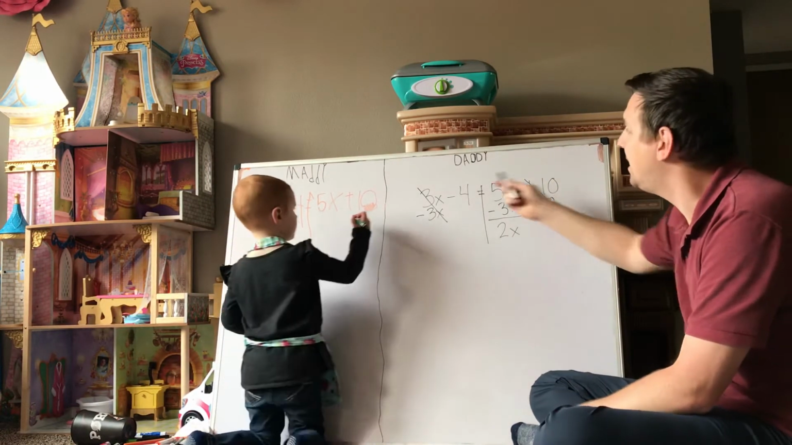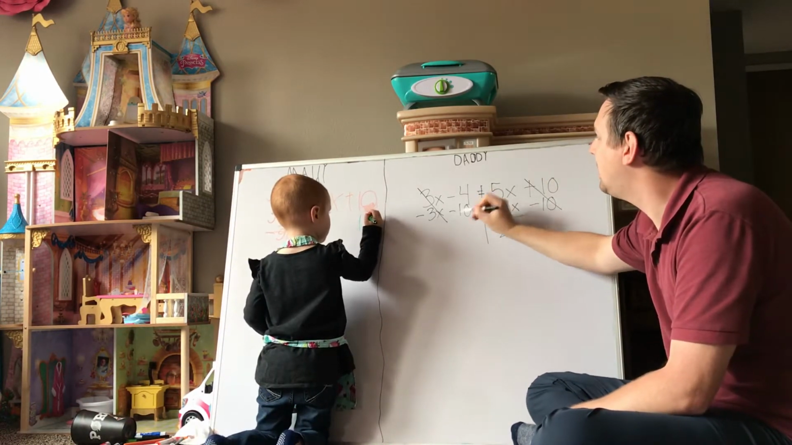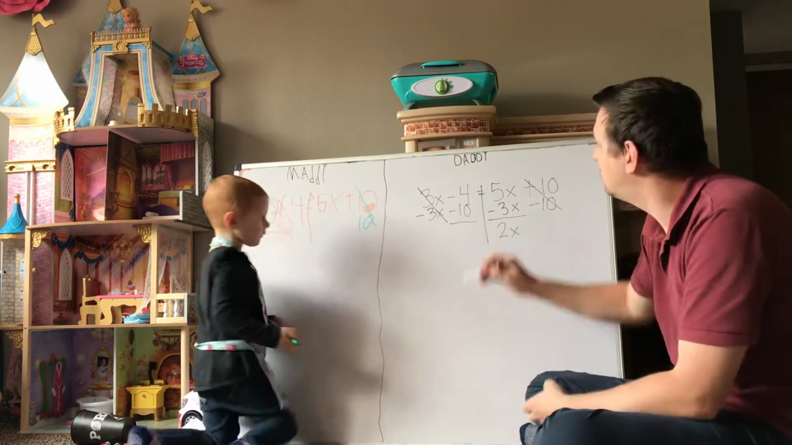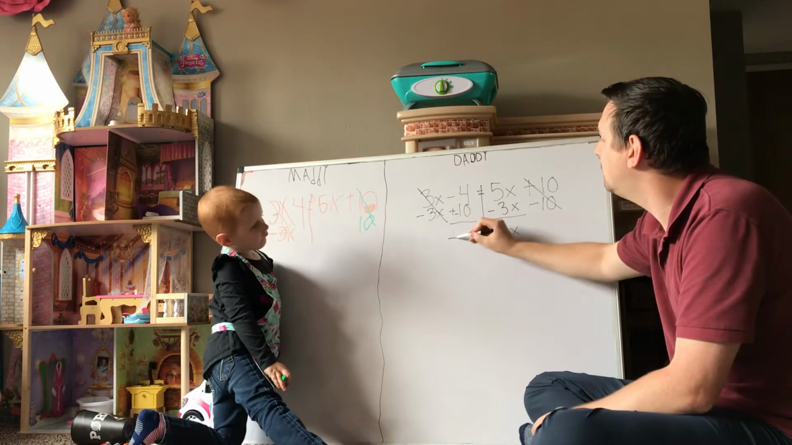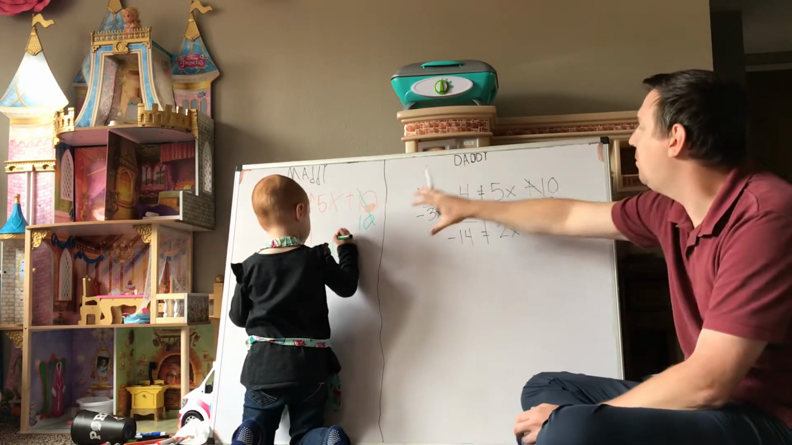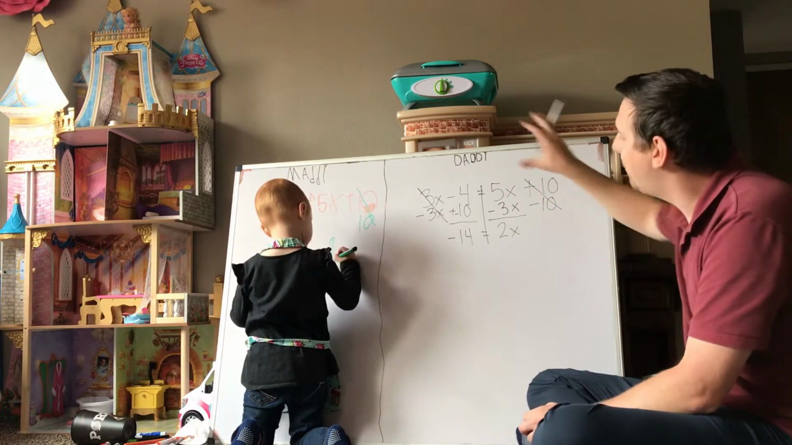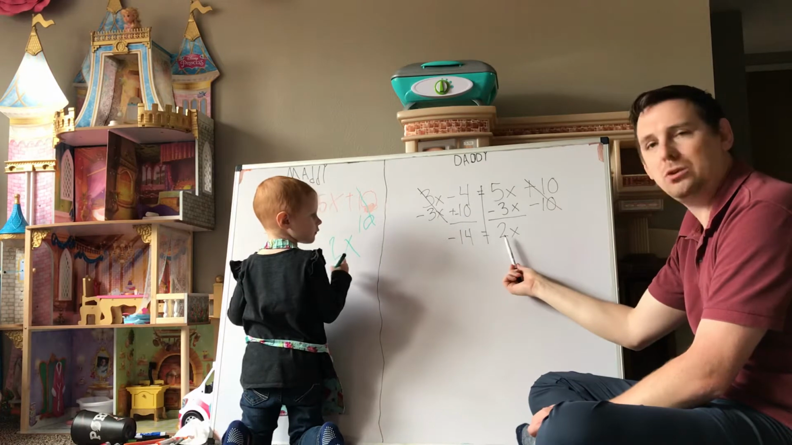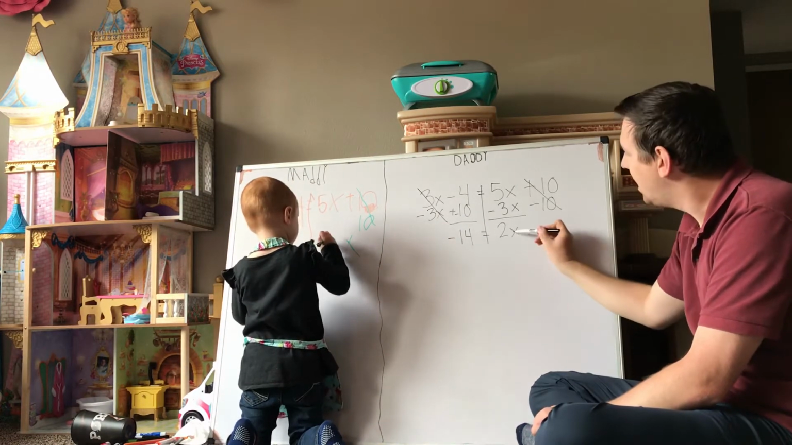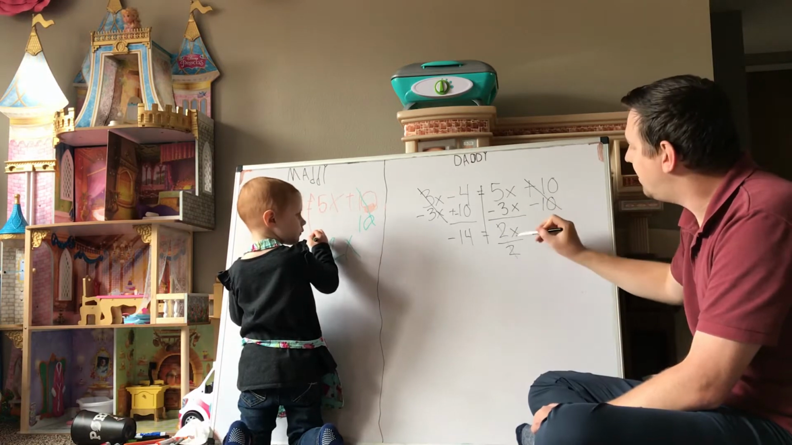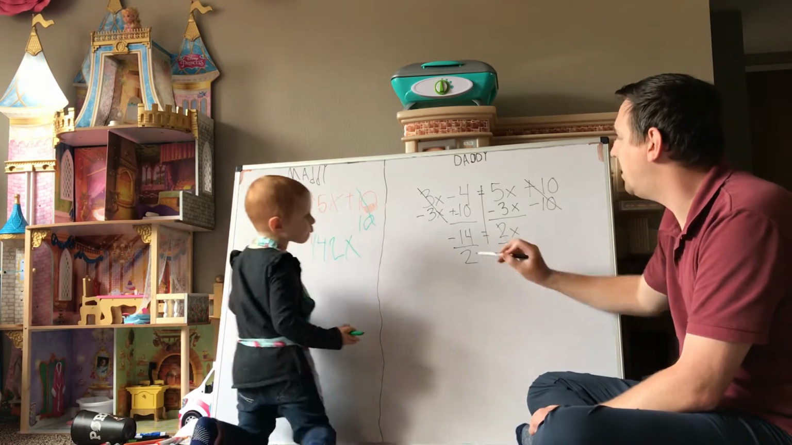If I minus 10 here, I need to minus 10 here. Negative 4 minus 10, I don't like to subtract. I would rather add the opposite, which is negative 14. And now, once we've moved the x's to one side and the numbers to the other side, it's a one-step equation. We need to get rid of this 2 because we need to figure out what x is. And that's when we would divide by 2. If I divide this side by 2, I divide this side by 2.